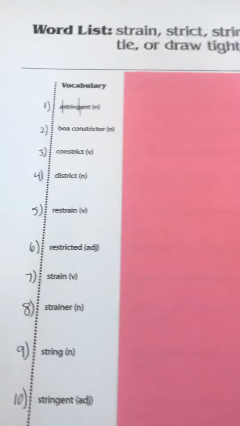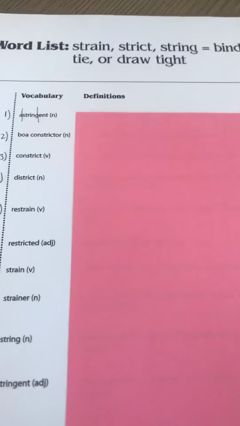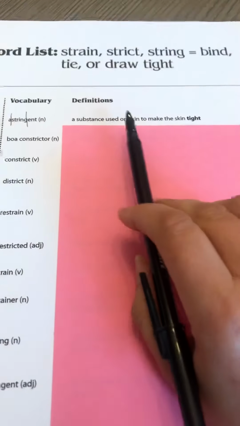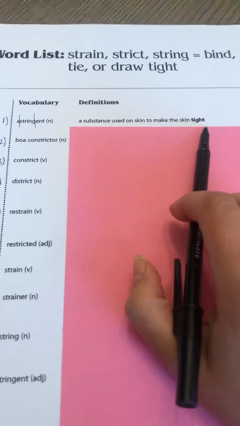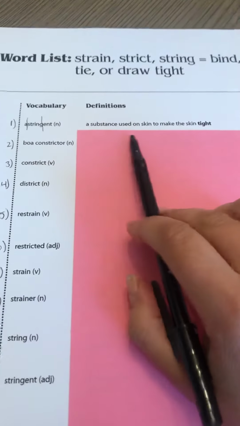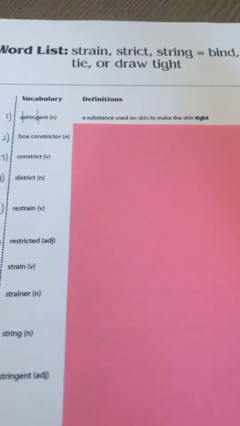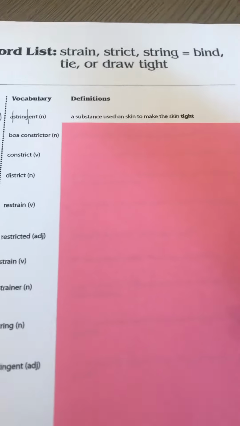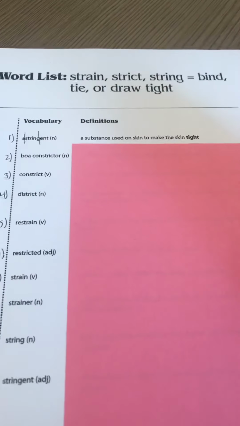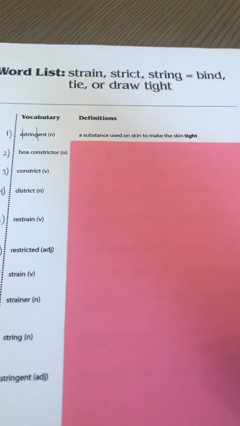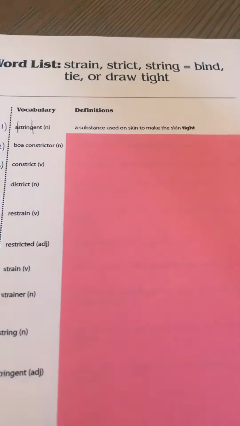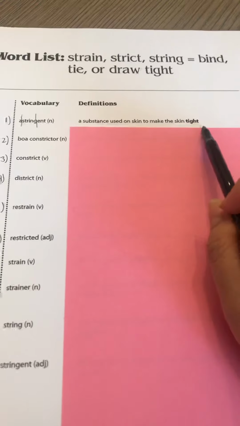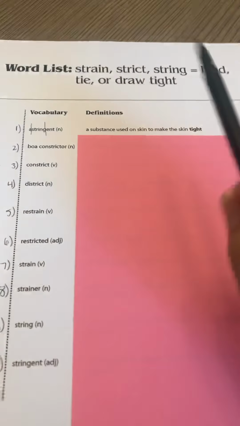Some of you may have heard this word, some of you may not, but let's go ahead and look at the definition. It's a substance used on skin to make the skin tight. Okay, it is usually some kind of solution that looks like alcohol. It could be witch hazel. You may see somebody doing this to clean their skin. They will get this bottle with this clear solution and then put some of that solution maybe on a cotton ball and go over the skin to clean it and keep it purified.